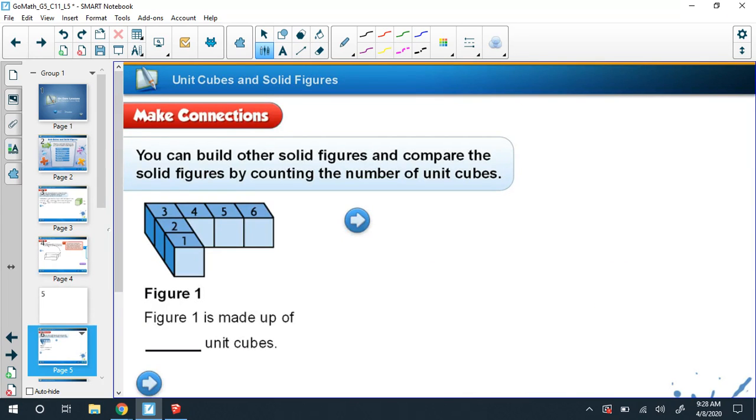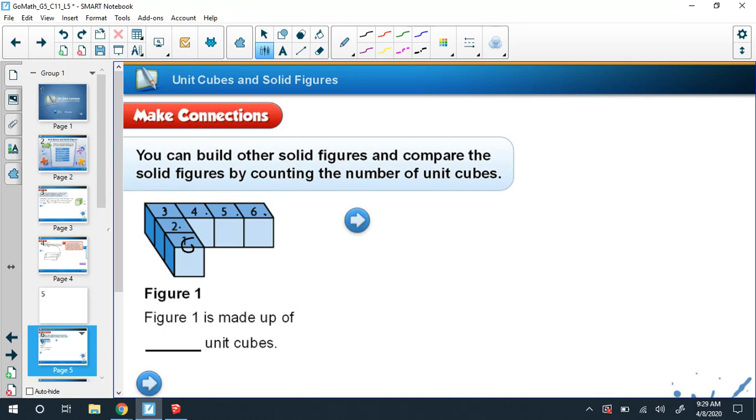All right. The other component of our lesson today is that we need to figure out how to identify the volume of solid figures by counting up our unit cubes. This is going to be surprisingly simple because all we're really doing is counting unit cubes. If we look at this shape right here, even though it's not a rectangular prism, it's still composed of unit cubes. And we have 1, 2, 3, 4, 5, 6.